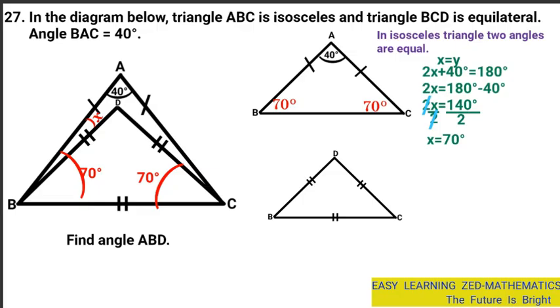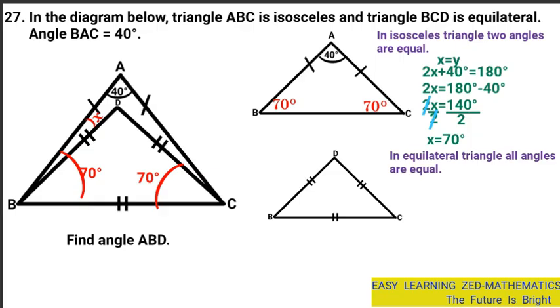Now in the statement we are told that triangle BCD is an equilateral triangle. That means all angles in an equilateral triangle are equal. So we are going to use this property to find the value of the angles of this equilateral triangle. But this should be in your mind every time.